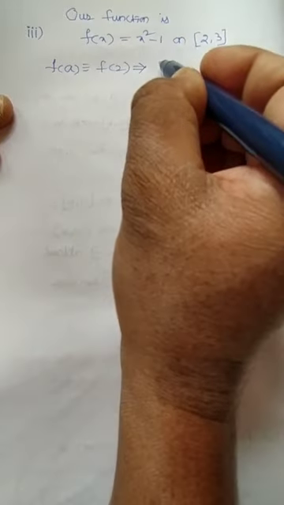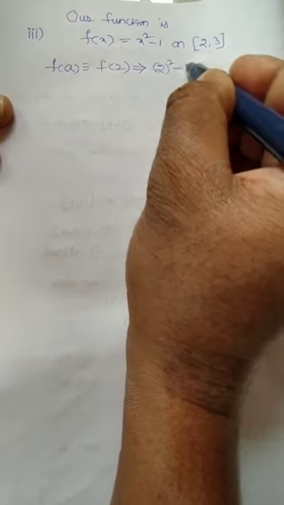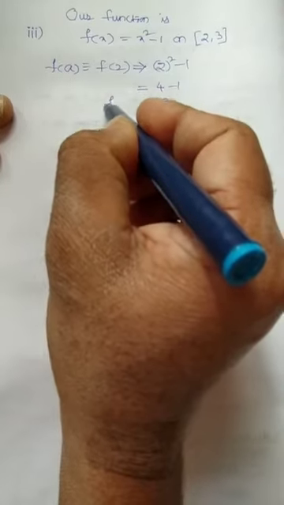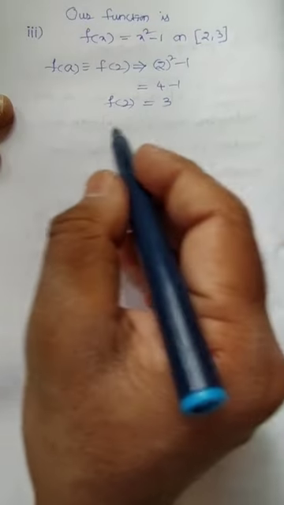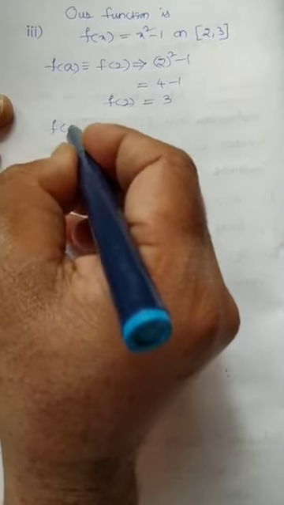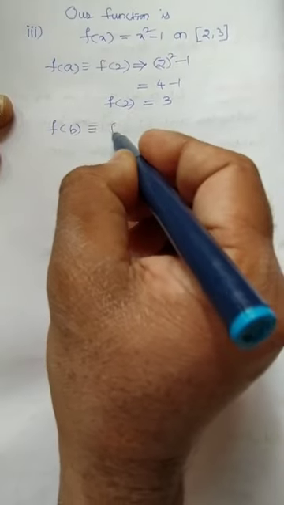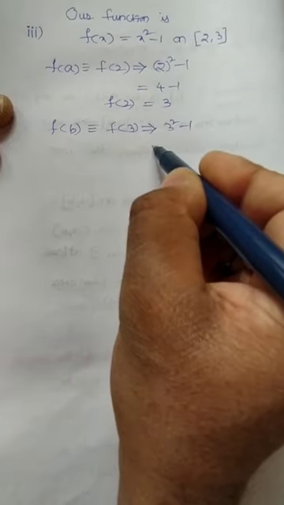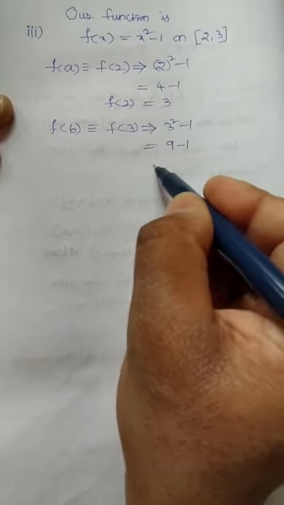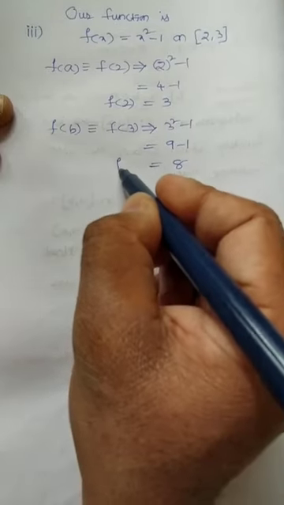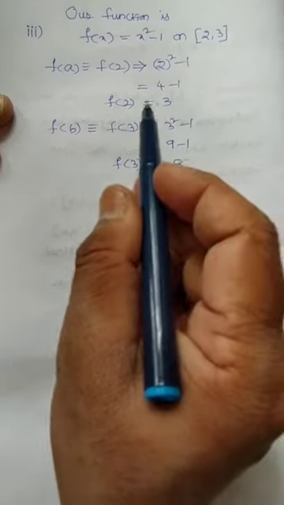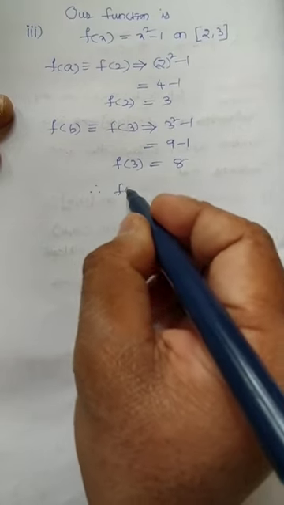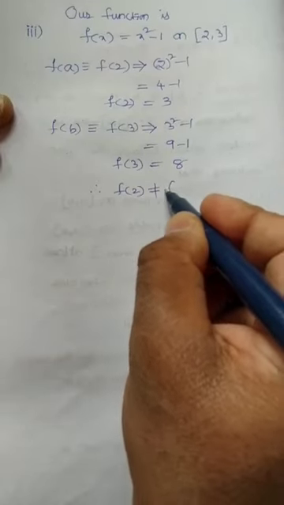This implies 2 squared minus 1, which equals 4 minus 1, which equals 3. So f of 2 is 3. Now f of b means f of 3, which implies 3 squared minus 1, which equals 9 minus 1, which equals 8. So f of 3 is 8 and f of 2 is 3. Therefore f of 2 is not equal to f of 3.